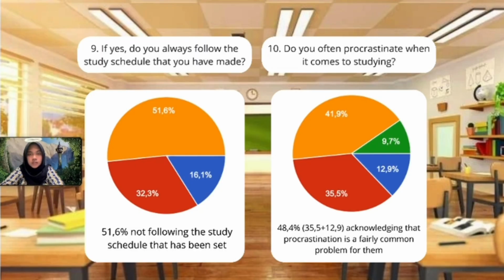And the last question is, do you often procrastinate when it comes to studying? 48.4% acknowledge that procrastination is a fairly common problem for them.